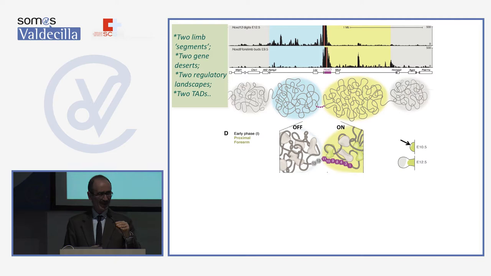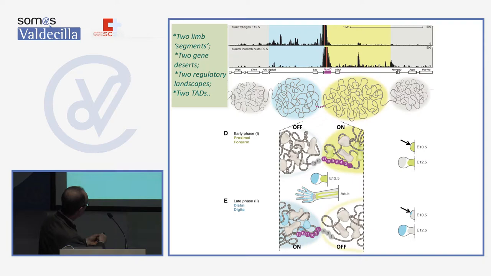Okay. Then, a few hours later, in the most distal cells of the limb here, under the influence of factors which are released by the ectodermal layer here, this particular chromatin ball is switched off, and this one is switched on. Okay? So you have now these enhancers here, those which are in this place here, which are starting to fire, and they fire on these genes here. And the enhancers which are on this chromatin ball here are switched off.